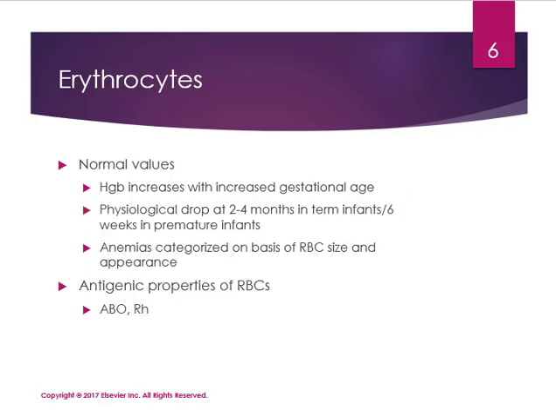So some of the normal values, while hemoglobin is fairly consistent in adults, we know that it increases with increased gestational age. We also know that there is a drop in the hemoglobin level in the 2 to 4 month range in term infants, and about 6 weeks in premature infants. Hemoglobin levels for a newborn range anywhere from 14 to 20, but may be a point or two lower in a low birth weight baby.